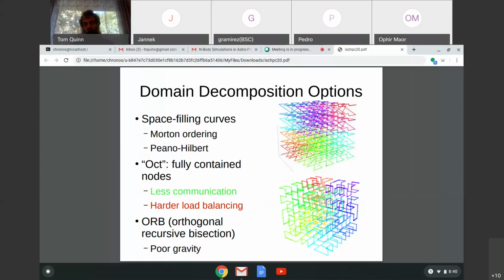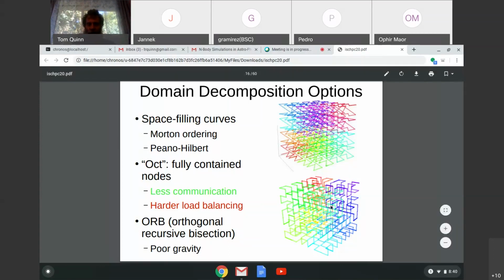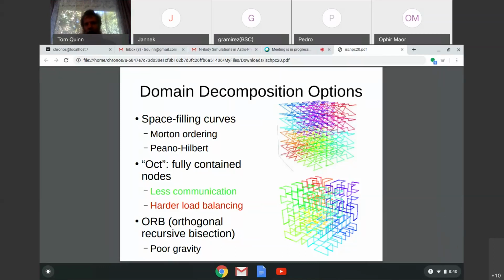The other issue is the load balancing issue. So you're going to do your domain decomposition so that you have equal numbers of particles in each domain. Sometimes that means you have to cut at very low levels, which is not optimal for communication. If you try to cut always at high levels, then you have the issue that each individual processor has different numbers of particles, and that makes load balancing harder.